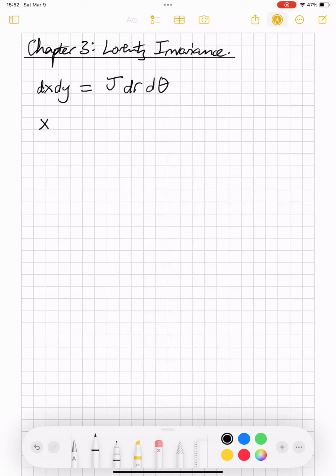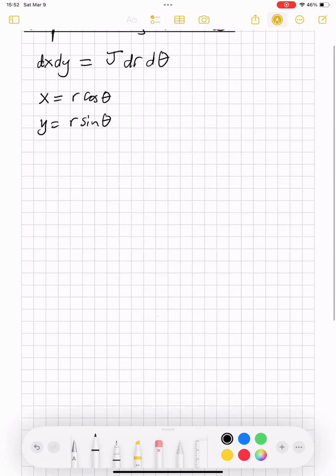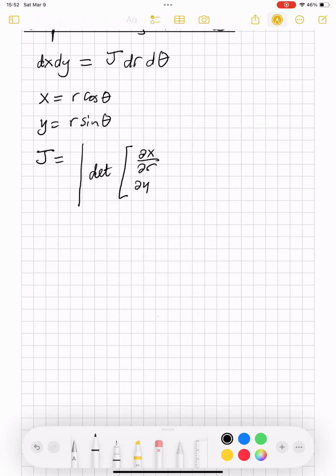And we know that x will be equal to r times the cosine of theta, and y is equal to r times the sine of theta. Now, what is the formula for the Jacobian? Well, the Jacobian is equal to the magnitude of the determinant, and we should have dx dr, dy dr, dx d theta, dy d theta. Okay. So let's see what this is. It's the magnitude of the determinant.